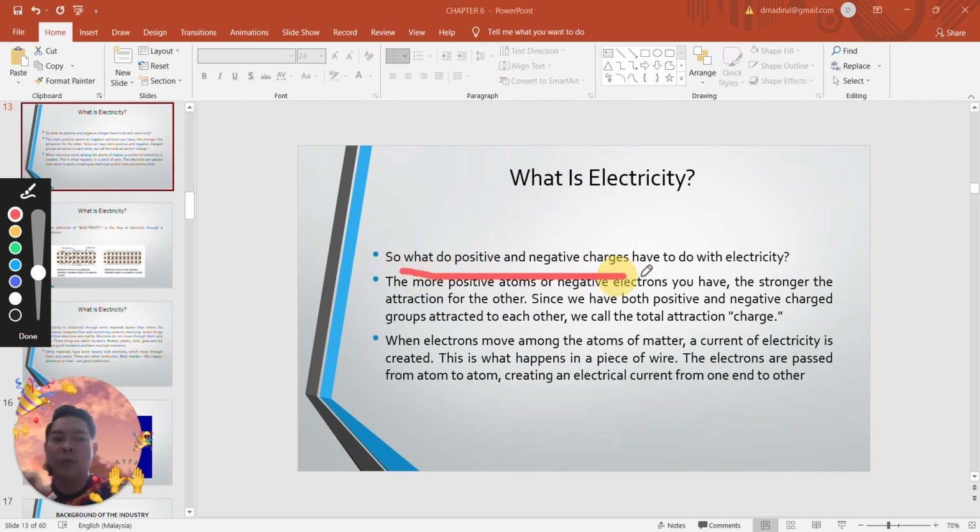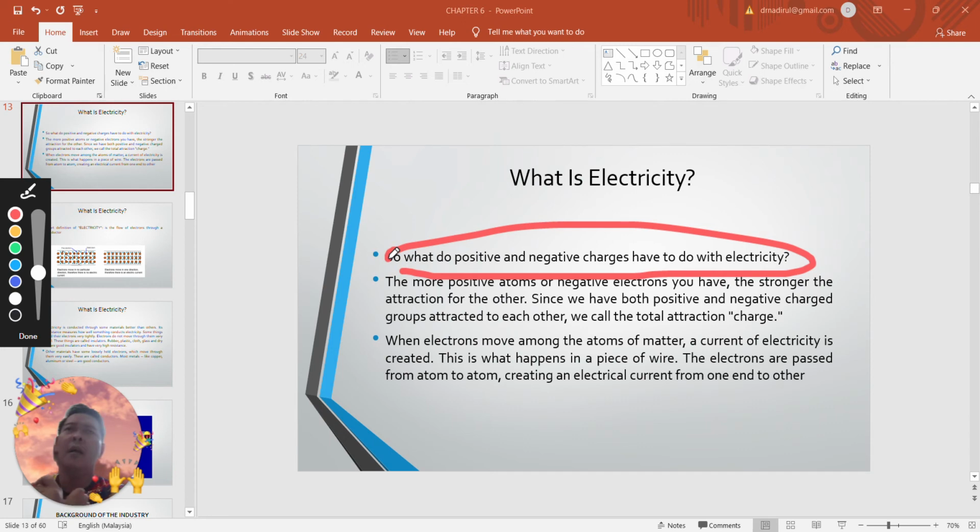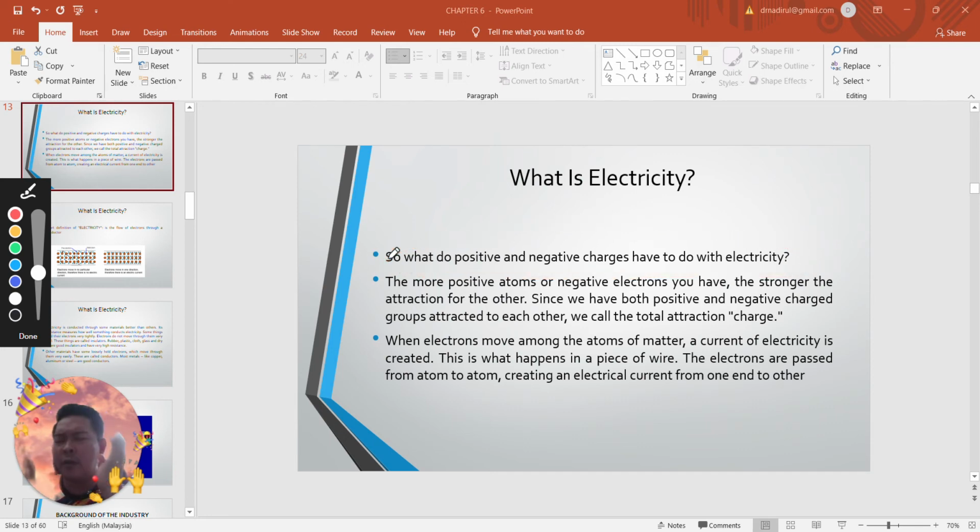So what do positive and negative charge have to do with electricity? You may be wondering, why do I need to learn about the proton? Why do I need to know about the electron? Why do I need to know the mobility of the proton and also the electron in an atom? What does it have to do with electricity?